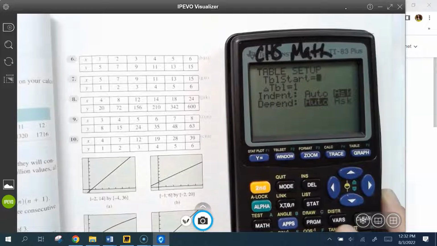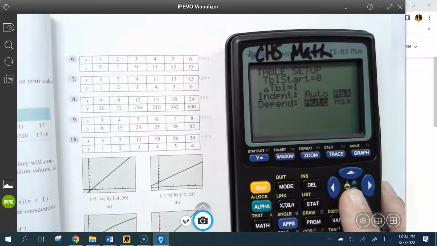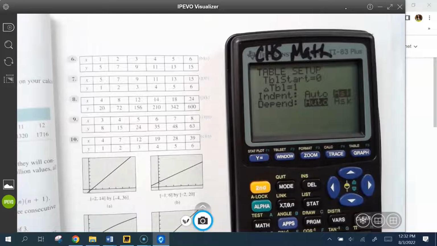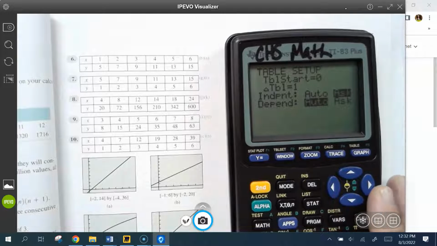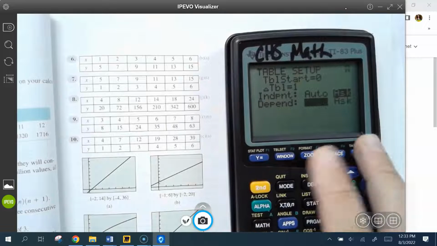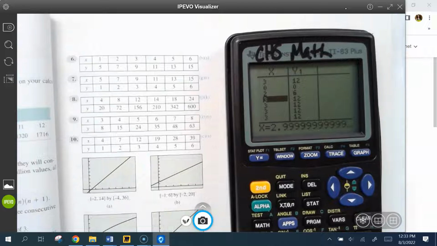Do you see where mine's on independent? You should need to highlight ask and hit enter. So make sure it says ask. You see what I'm saying? And then now go back to second graph into that table. And it should allow you to input those values now.